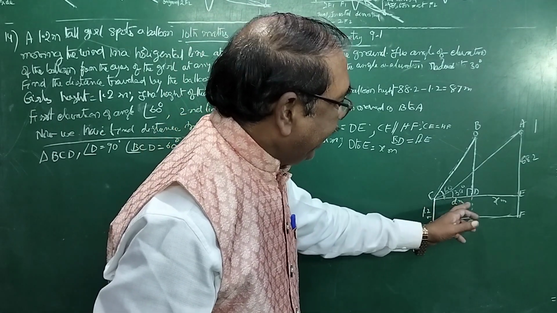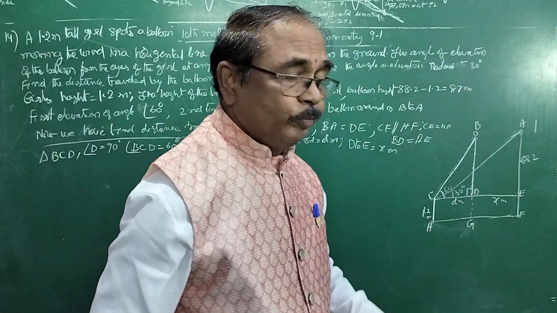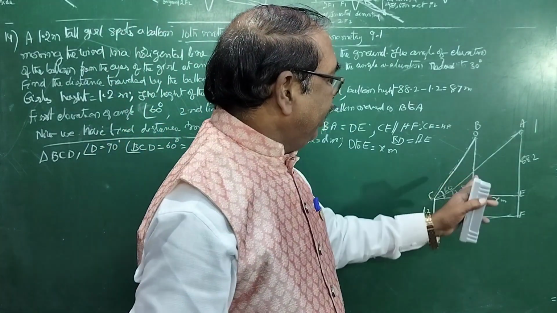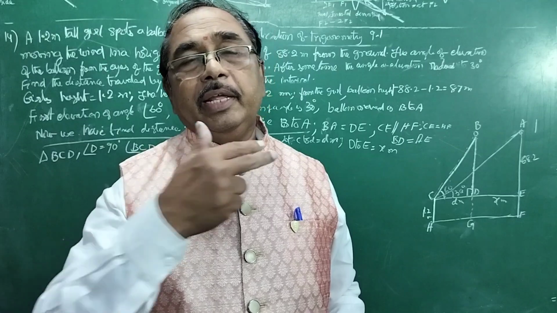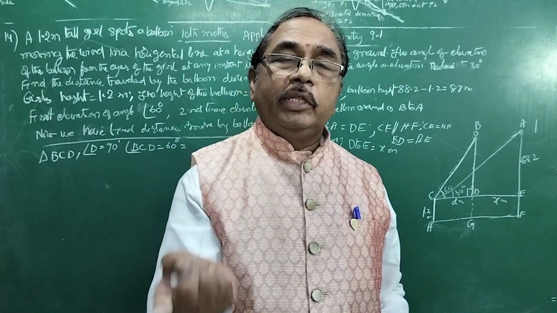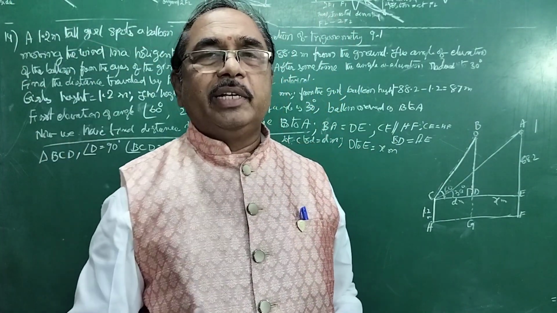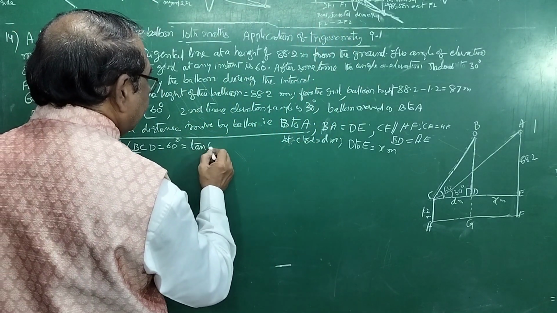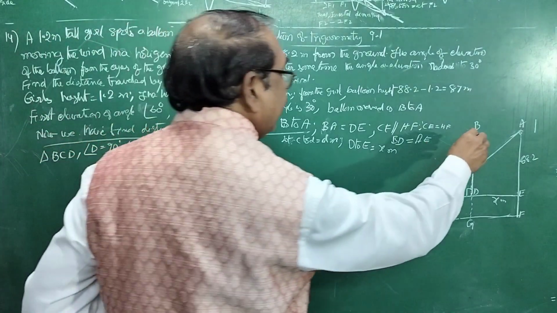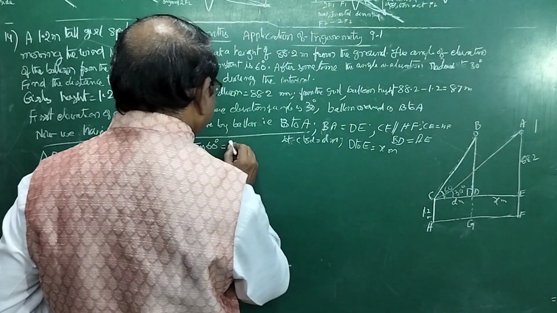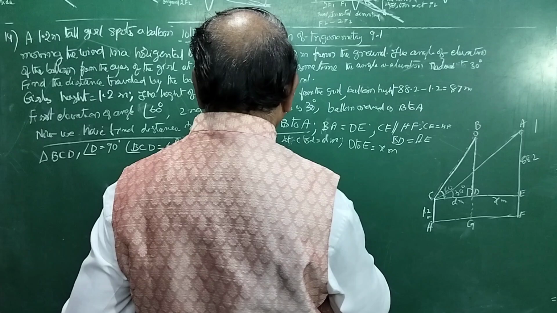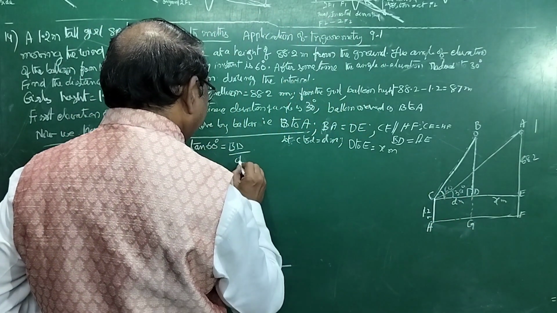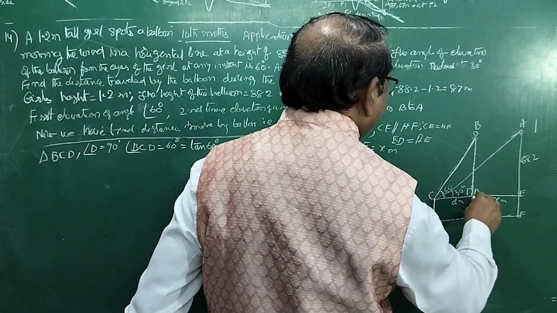Adjacent side is the adjacent side, opposite side is the opposite side. We are seeing the relation of the opposite side and adjacent side of theta degrees. That ratio, opposite side by adjacent side, is tan. So tan 60 degrees is equal to the opposite side BD by the adjacent side, d meters.